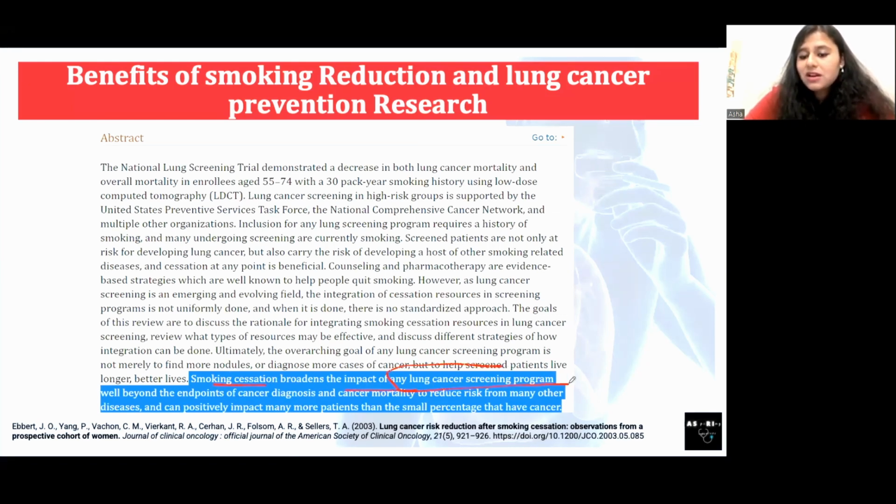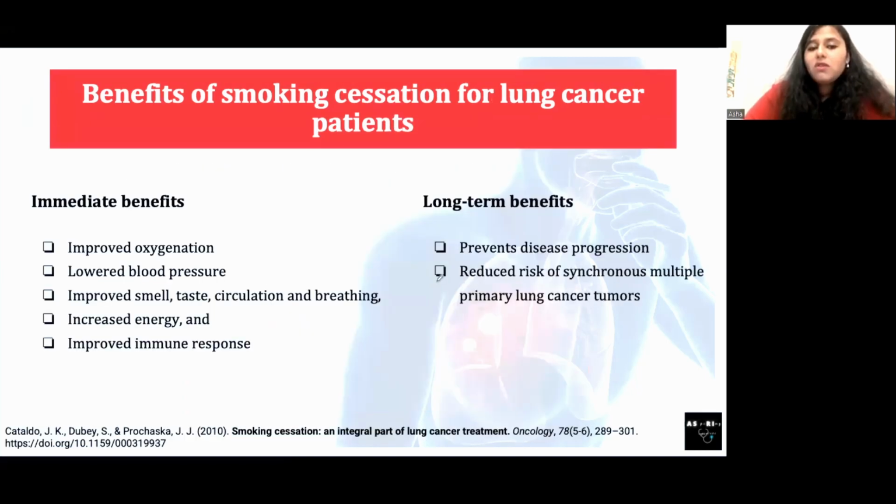So the importance of screening, as we talked about, as a healthcare professional, is well beyond the endpoints of cancer diagnosis and cancer mortality. It reduces risk from many other diseases and can positively impact many other patients beyond the small percentage that have cancer. So it's important that we also do lung cancer screening when the patient comes to us. And I want to also emphasize, of course, the benefits.